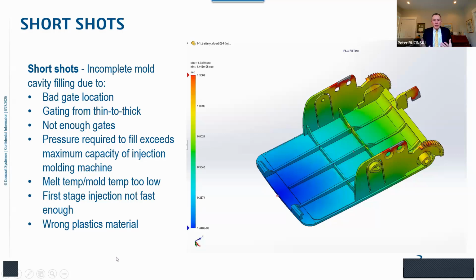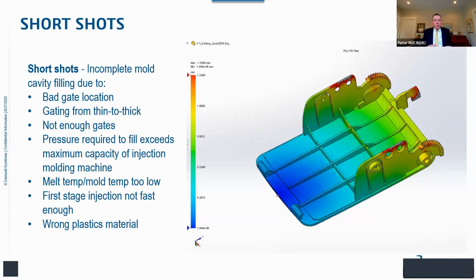Short shots. If you think about these molds, pretty much every mold that you have, you always want to fill and pack it to 100% of its volumetric capacity. Sometimes that doesn't happen. Sometimes the mold, no matter what you do with the injection molding machine, can only be filled to 95% of its volumetric capacity, or 90%, or 85%, or something less than that.